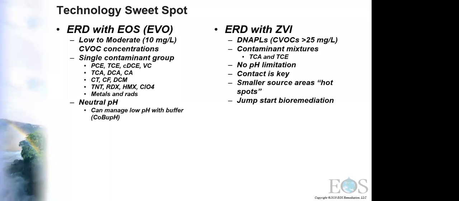So therefore, looking at ZVI, you can use ZVI where you have really high concentrations, greater than 25 milligrams per liter doesn't seem to be an issue for ZVI. If you have mixed contamination plumes, you have TCA and TCE, use ZVI. There is no pH limitation, but contact is key. You could see that from the graph before, that you need to bring the ZVI into direct contact.